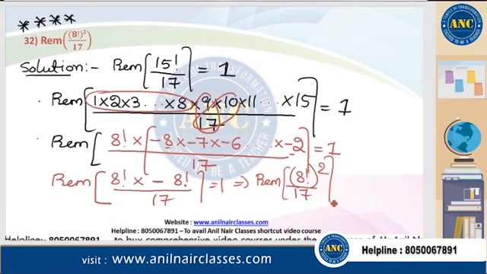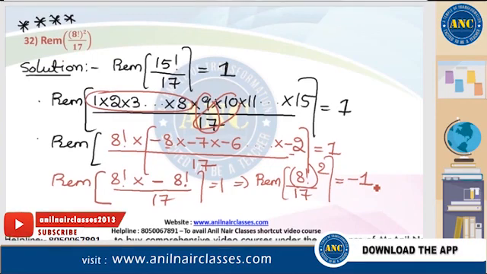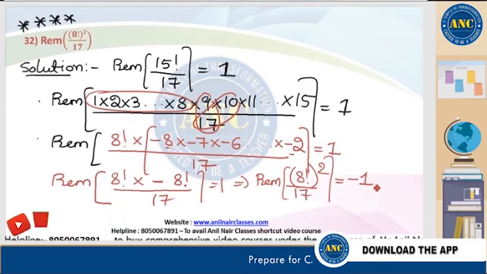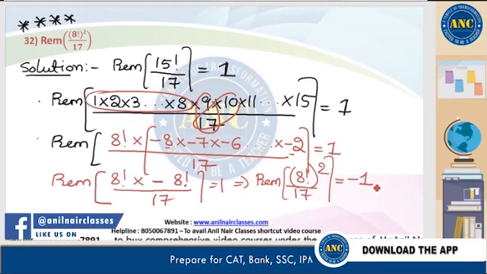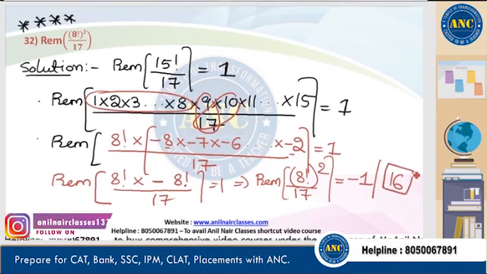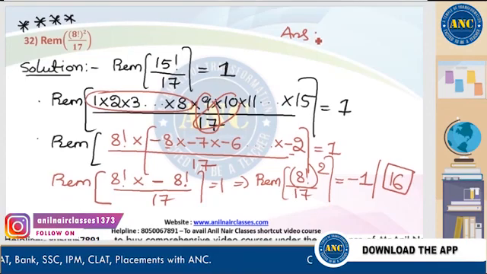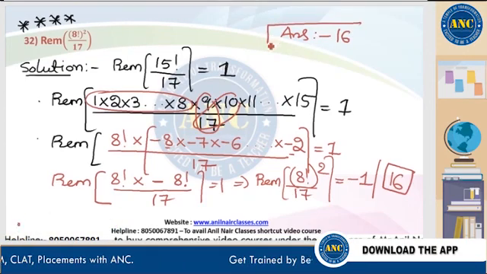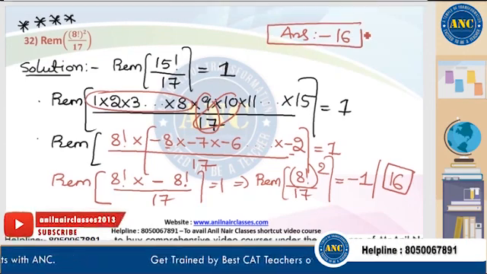If I multiply by negative, it is nothing but minus 1. I hope it is clear. Minus into minus plus, 1 into minus is minus 1. Negative remainder minus 1. Positive remainder 16. Answer for this question is 16. Another variety.